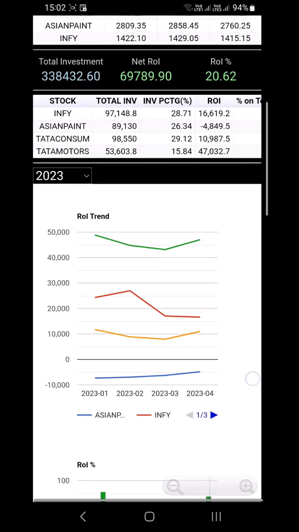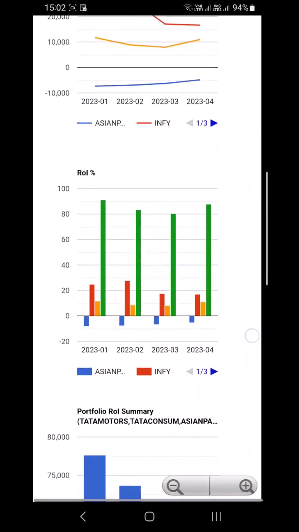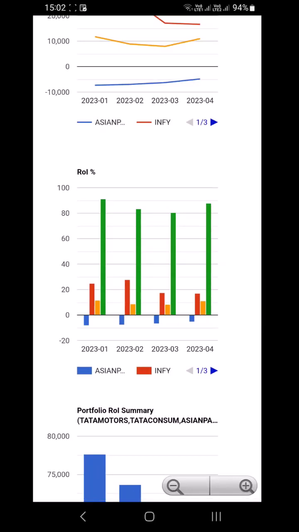Next one is a bar graph that shows ROI percentage of each stock. By comparing the ROI percentage of different stocks, investors can determine which stocks are performing well and which ones are not. This information can be used to make necessary adjustments to the portfolio, like buying more stocks that perform well and selling those that are not.